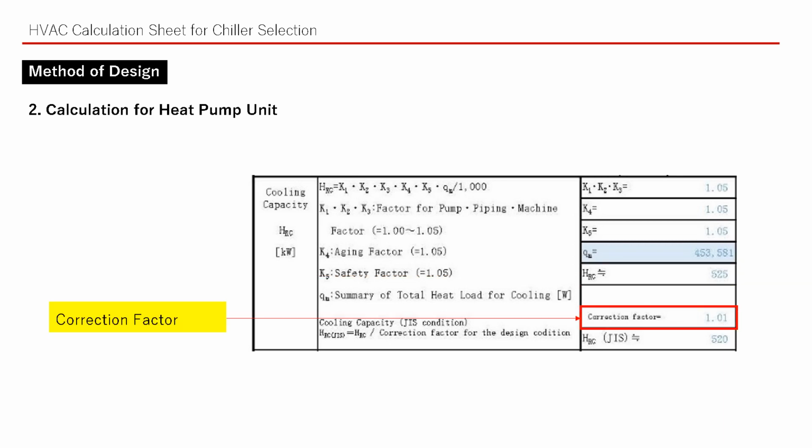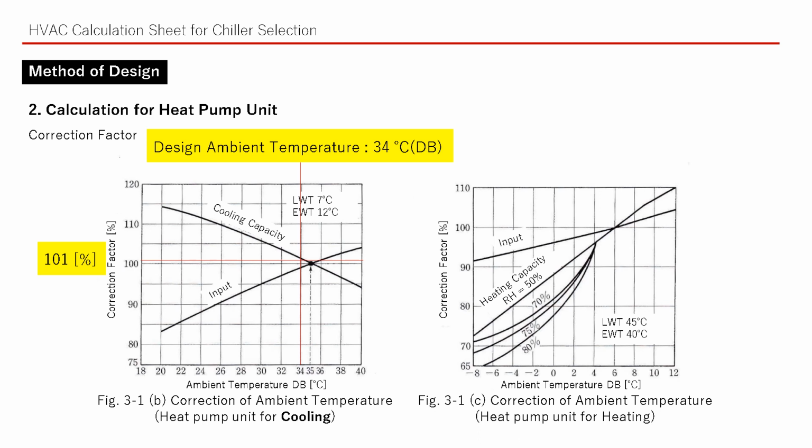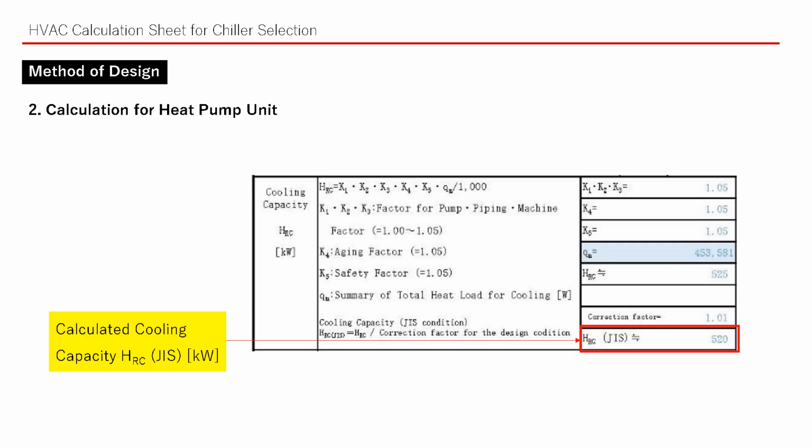When we select heat pump unit, we need to consider a correction factor. It can adjust the difference of temperature condition between design condition and GIS conditions. This is the correction curve by ambient temperature. For cooling, we assumed ambient temperature 34 degrees in this case. So, we can get correction factor 101%. Then, we can get cooling capacity HRC.